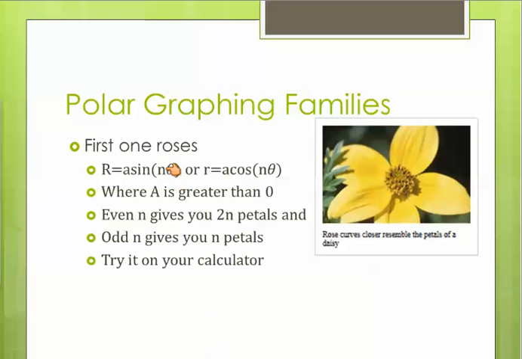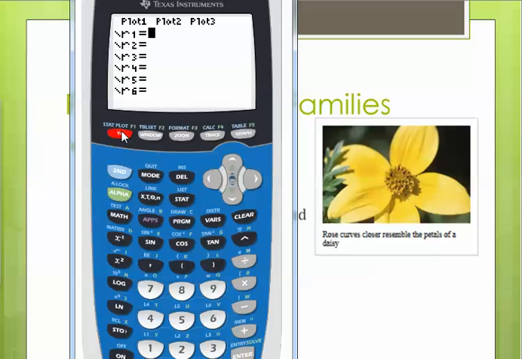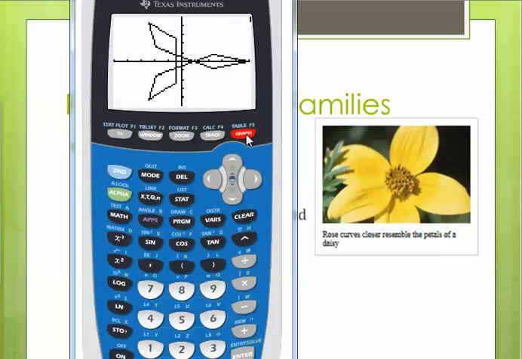Okay? So let's try it on our calculator. What are we going to do? We're going to press y equals. We're going to say 5 times cosine 3 theta, and hit enter. And I'm expecting to get 3 petals on there, each one of them of size 5. So when I graph this, I got 3 petals on there, each one of them size 5.